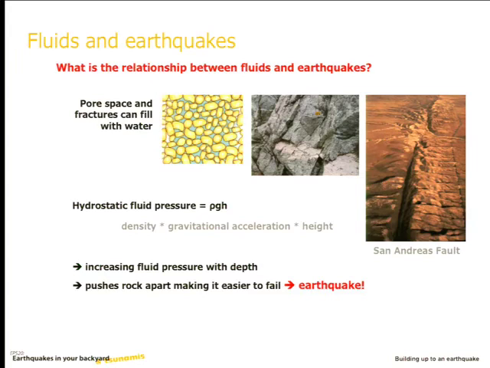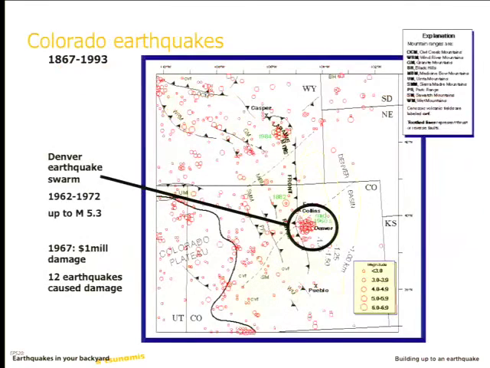So we're building up stress on the fault plane all the time. If you introduce fluids, you push the fault plane apart a little bit, you're more likely to induce an earthquake. All right, so that's the relationship between fluids and earthquakes. You introduce fluids into the Earth's crust, you're going to increase the likelihood of having an earthquake, whether it be a tiny little micro-earthquake or potentially a larger, damaging earthquake. So there are examples of this.